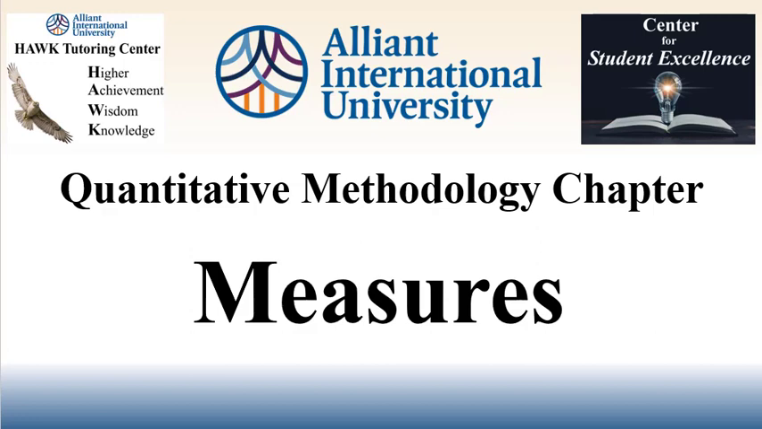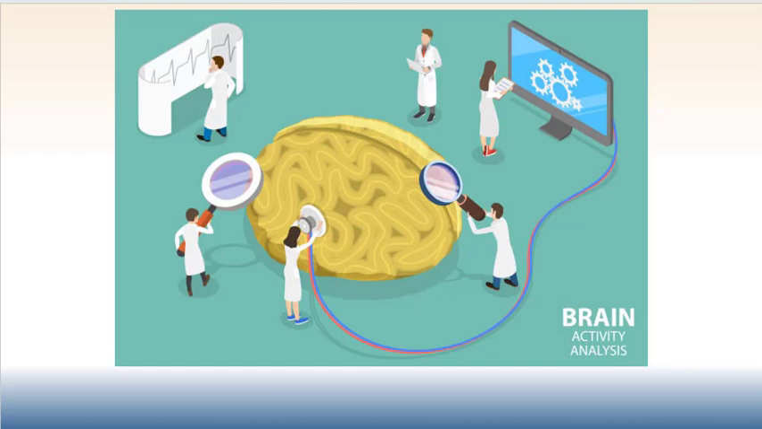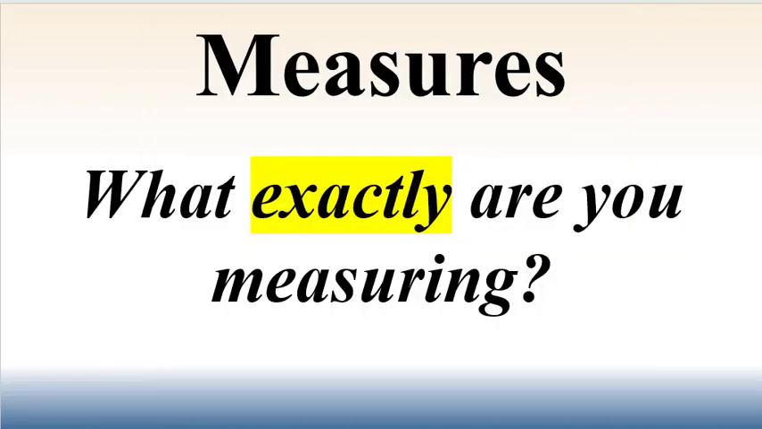Time to discuss the measures that you're going to use in your quantitative methodology. The measures are the hardcore data, right? These are the empirical proof. What are you looking at? And you're measuring it, right, with a ruler or a scale of some sort. So what is it exactly that you're measuring?